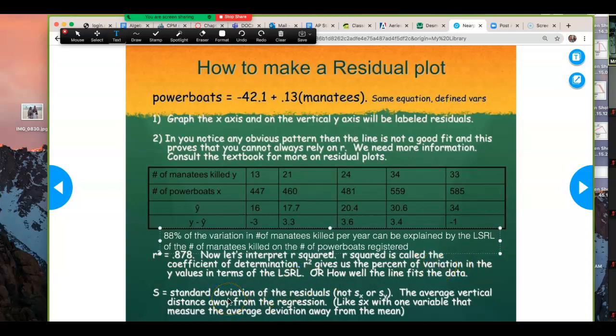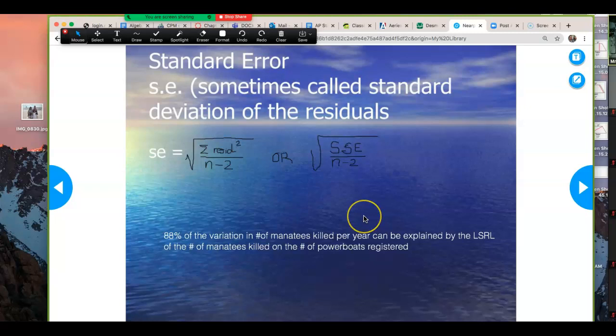Then there's S. So standard deviation of the residuals is S. Not S of x or S of y. There's 3 standard deviations when you are calculating least squares regression. Page 177, standard deviation of the residuals. Standard deviation of the residual squared is n minus 2. And notice it's y minus y hat. So your actual value minus your predicted value squared divided by n minus 2.